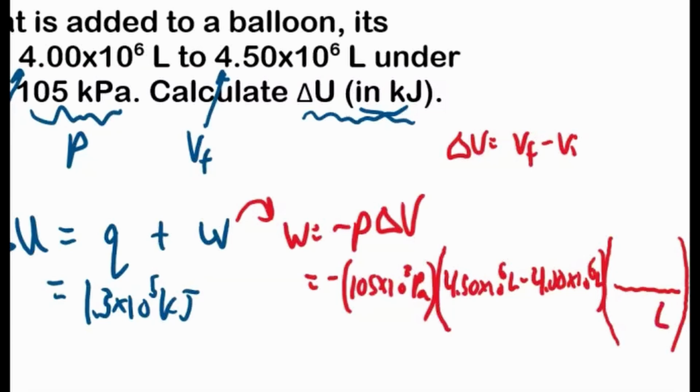We want liters to cancel out, so they're in the denominator. We want meters cubed in the numerator because that's what we want our volume to be in. And for every 1 meters cubed, that volume is the same as 1,000 liters. So that's our conversion right there. Okay, and now we're in joules because here we have pascals, liters cancel out, so it's pascals meters cubed, and 1 pascal meter cubed is equal to 1 joule.